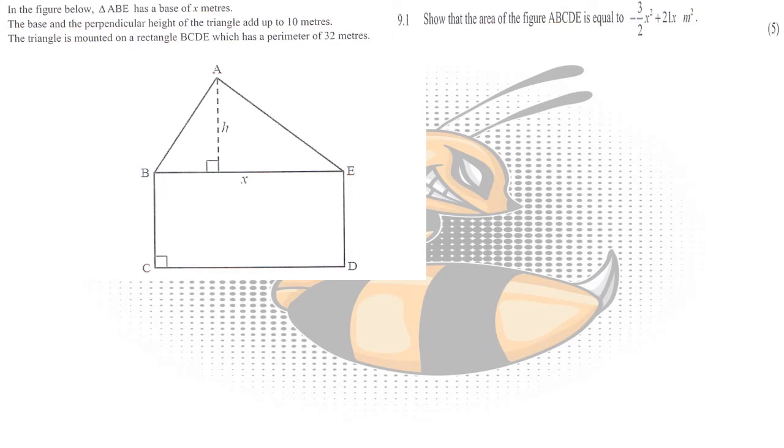And we will be working through the June 2022 question number 9, which follows on optimization theory. Now, in this question, they tell you that in the figure below, triangle ABE has a base of x meters. So essentially, BE, which is the base of the triangle, is x meters. And they also tell you that the base and the perpendicular height of the triangle have to add up to 10 meters. So in this case, they've already given the perpendicular height a symbol, which is h. So we know that x plus h must equal 10 meters.